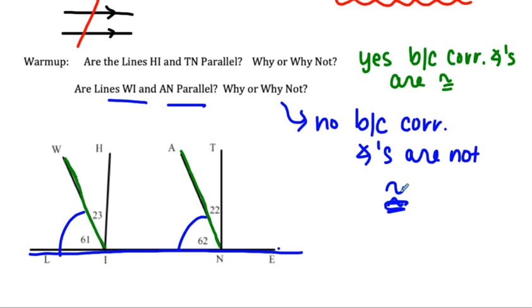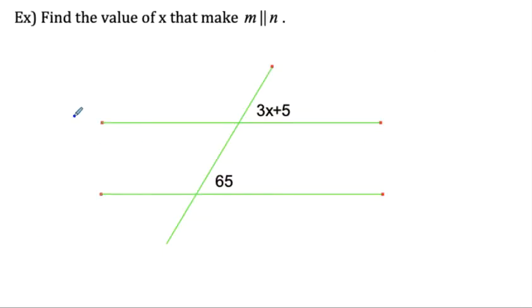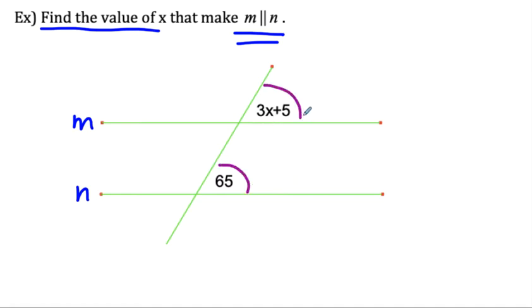Hopefully you see that this is not a really hard concept, but you do have to be able to prove one of those relationships in order for the lines to be parallel. So go ahead and label, in this example, this M and this N. It says, find the value of X that makes the lines parallel. I know they appear to be parallel, but in order for them to be parallel, these angles, which are corresponding, we would need them to be congruent.